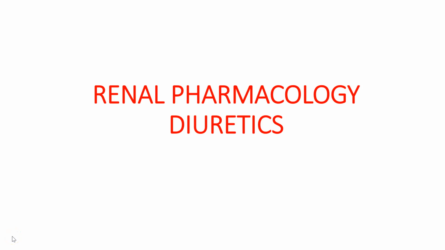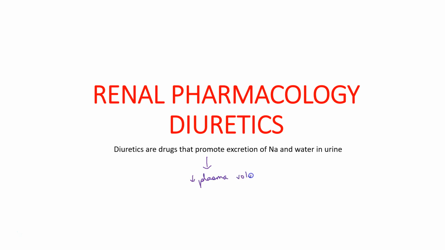Hello everyone, today we'll be talking about diuretics in renal pharmacology. Diuretics are the drugs that promote the excretion of sodium and water in urine. So, when they cause excretion of sodium and water, they help to reduce the plasma volume. This helps in reducing the blood pressure and also any excess fluid in case of any edematous states.